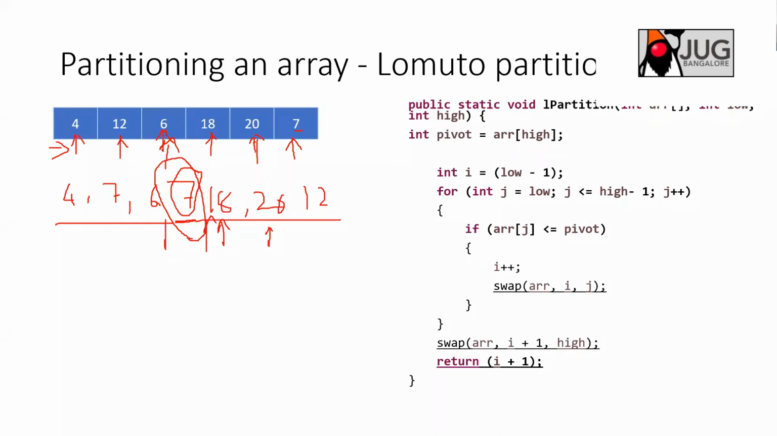But if you use Hoare partition, it is not guaranteed. 7 is coming here, as you just saw in that example, so it doesn't give a guarantee. And in many cases we do rely on that. I will cover that example also. Okay, I hope this Lomuto partition is clear for you guys.